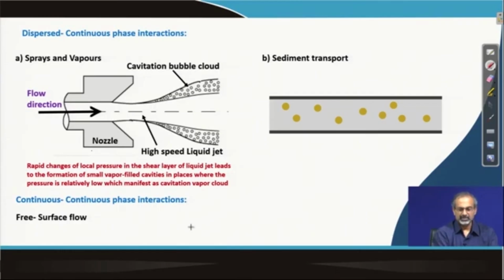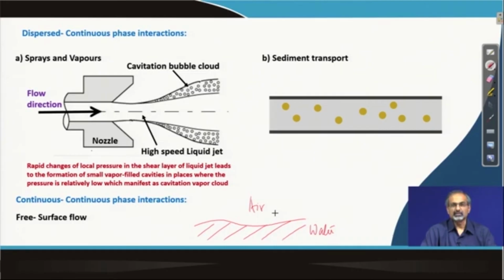And then you can have instances of continuous phase interaction. One instance is, say, free surface flow. So, if you imagine that you are looking at the waves formed on a river surface, then they may often look like this. You have air above and water at the bottom, and very often you have two continuous media interacting with each other. As long as the interface remains intact and does not become discontinuous, you can consider these two media as two different continuous phases.